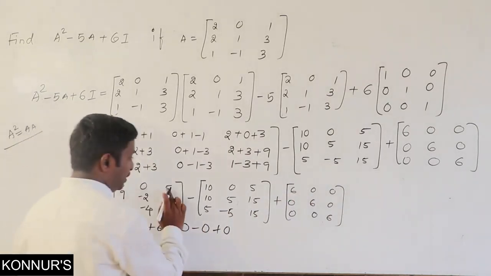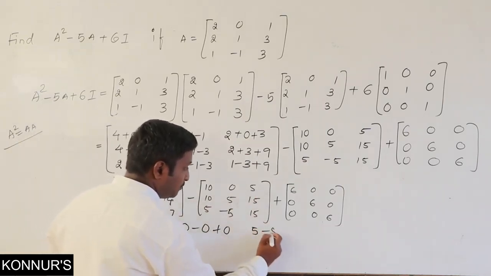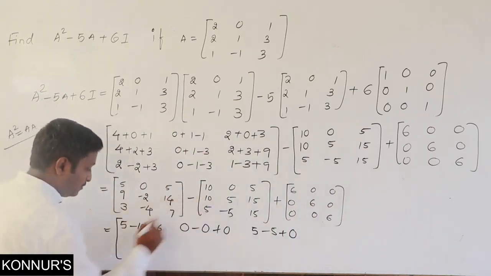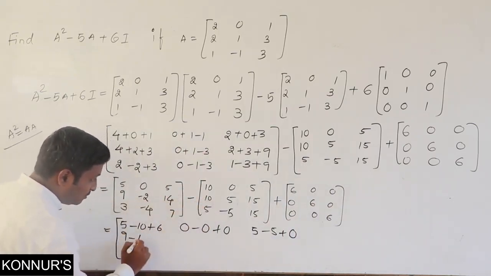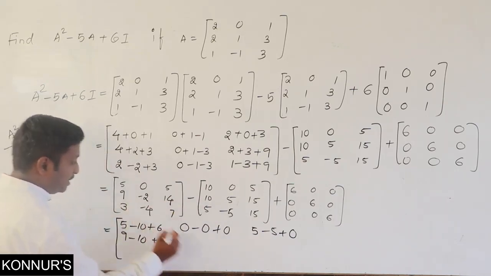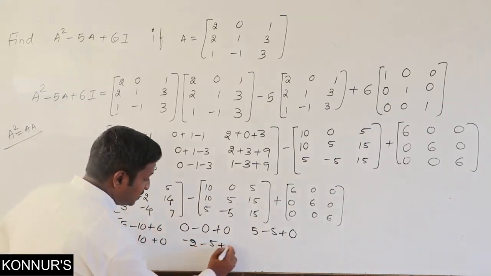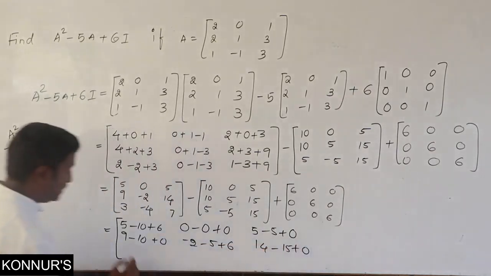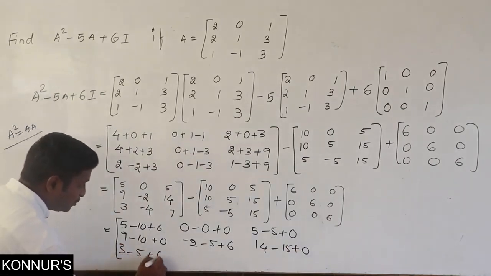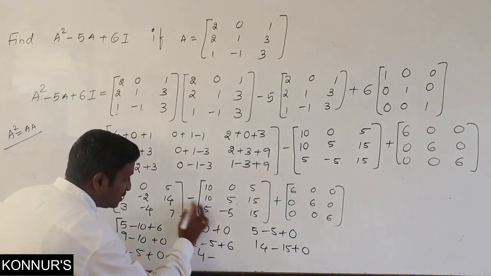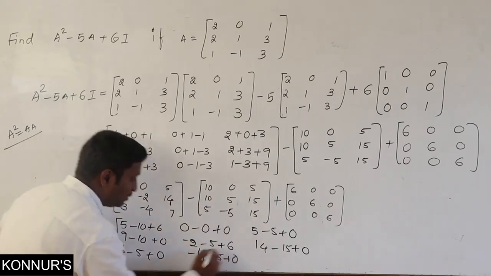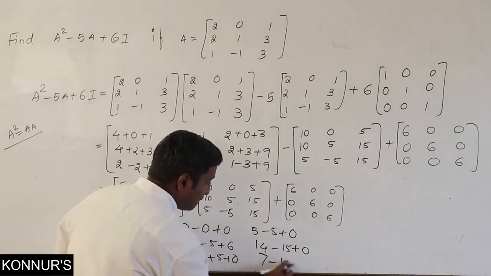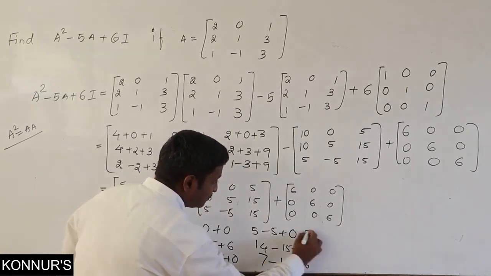Next, 5 minus 5 plus 0. 9 minus 10 plus 0. Next, minus 2 minus 5 plus 6. Next, 14 minus 15 plus 0. Next, 3 minus 5 plus 0. Minus 4 minus into minus plus 5 plus 0. Next, 7 minus 15 plus 6. This is the answer.